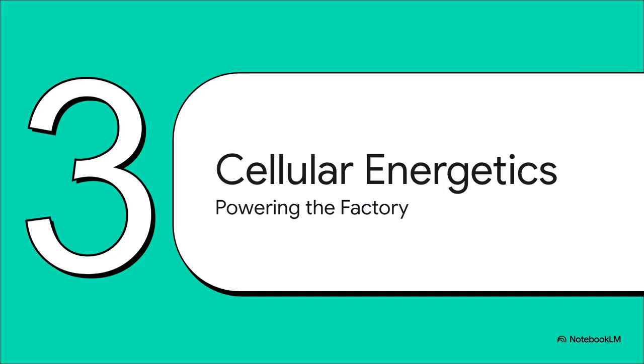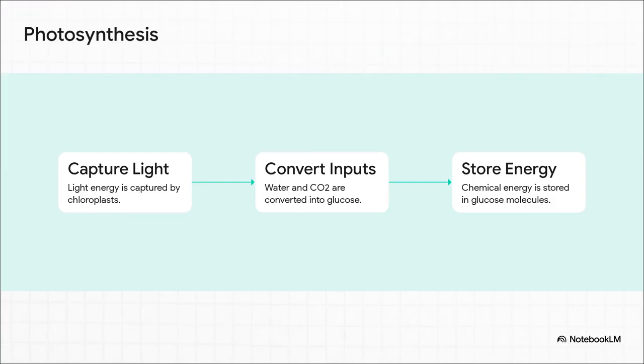A factory is pretty useless without power, right? So how does the cell pay its energy bills? Well, it's part of a global energy economy that's all about capturing, storing, and spending energy. The whole process kicks off with photosynthesis, which is basically the cell making a deposit at the energy bank. Plants and other producers use these little things called chloroplasts to capture sunlight, and they convert that light energy into chemical energy, storing it away in the bonds of glucose molecules. It's the ultimate solar power system.